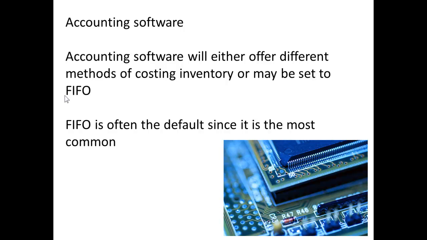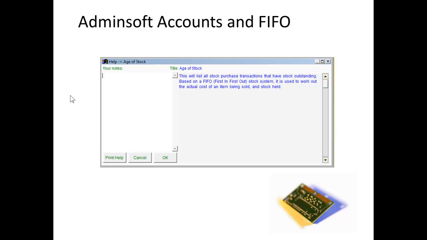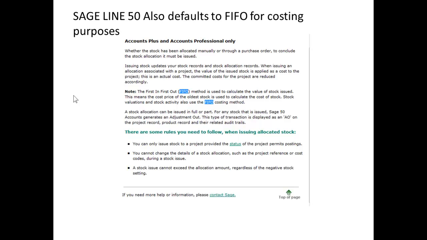The accounting software will often do much of this work for you, and they're usually giving you an offer of choosing how you cost inventory, or they are set to FIFO. In fact, most common programs are set to FIFO as the default. So if you use something like AdminSoft Accounts, FIFO is set as the default for inventory there. And if you look up in the help section, it will tell you that all the lists are produced on the basis of first in, first out, so it's used to work out the actual cost. And if you use something like Sage Line 50, you also find that this also defaults to FIFO for costing purposes.